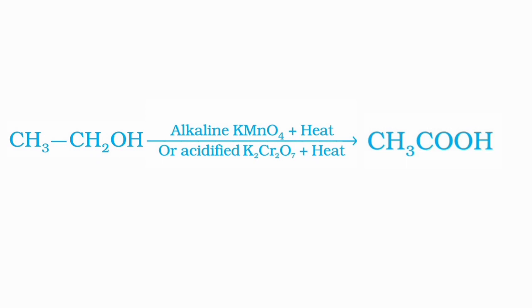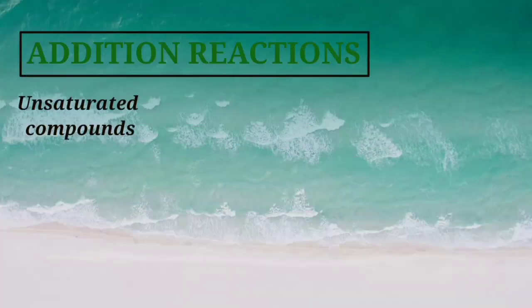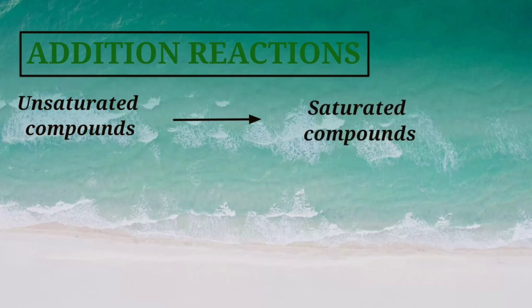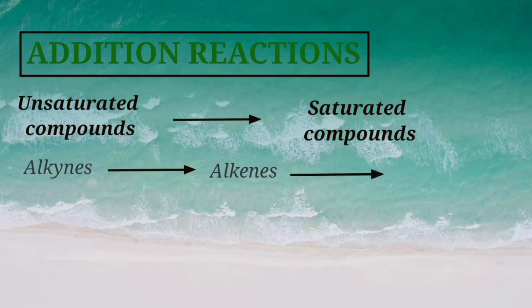Now another property is addition reactions. In an addition reaction, the unsaturated compounds are converted into saturated compounds. This means alkynes are converted into alkenes, and alkenes are converted into alkanes. As you know, alkynes are triple bonded compounds, they contain a triple bond. Alkenes contain a double bond, so these are unsaturated compounds. So by addition reaction, the unsaturated compounds are converted into saturated compounds, that is the alkanes, single bonded compounds.